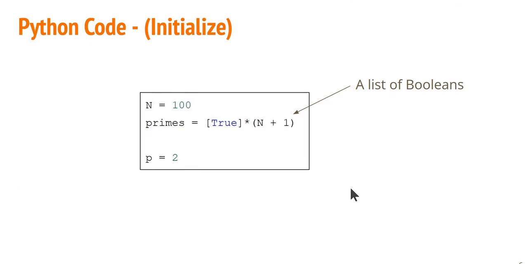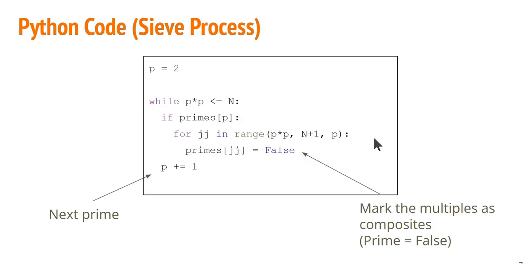Now, to implement this in Python, we create a list of booleans. I have this list called primes. Notice it is a list of booleans. The idea is that for whichever number I have a true in this list, that's a prime number. I start with the smallest prime, which is 2. While p squared is less than or equal to n, where n is the target, the largest number I'm looking at, I ask myself if this number is prime. If so, I look at all its multiples and mark them as composites.